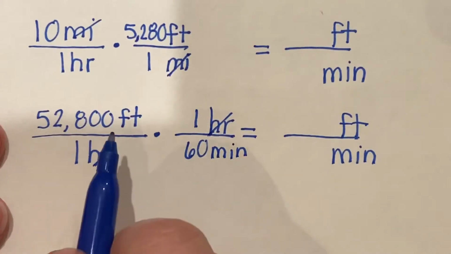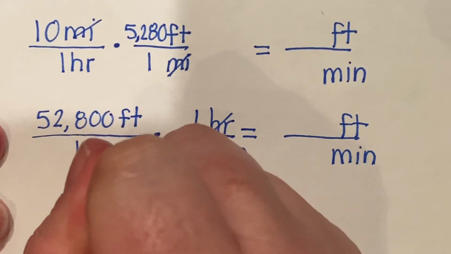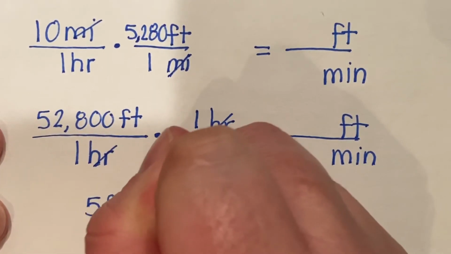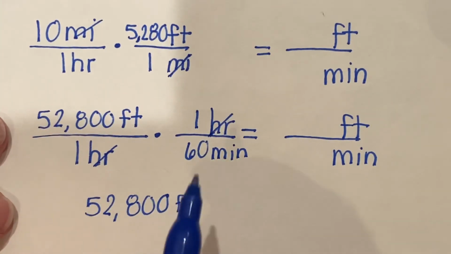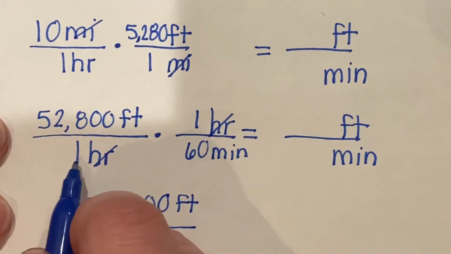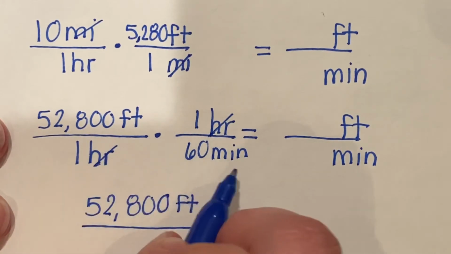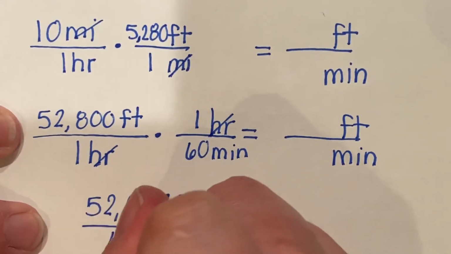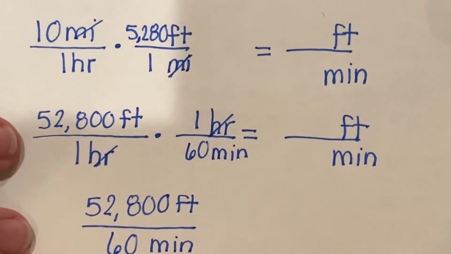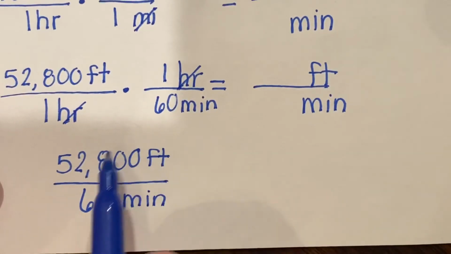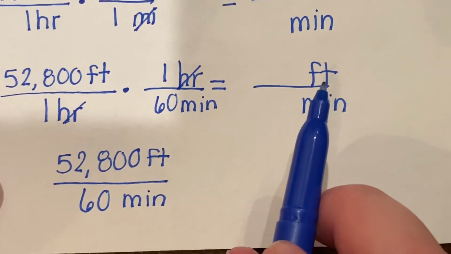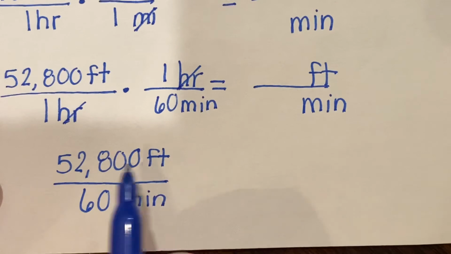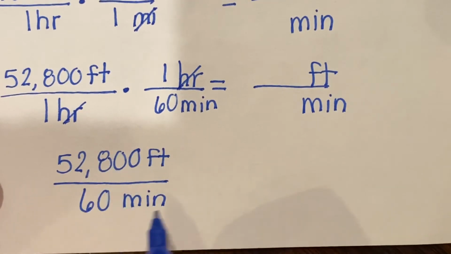And now I'm gonna have 52,800 feet, because I'm just multiplying across now. 52,800 feet all over 1, I don't have my hours anymore, so 1 times 60 minutes, which is 60 minutes. And as you can see, now I have my ratio in the units it needs to be. I'm feet over minutes, and my answer needed to be in feet over minutes. The problem is I am not simplified yet, so we need to do that step.